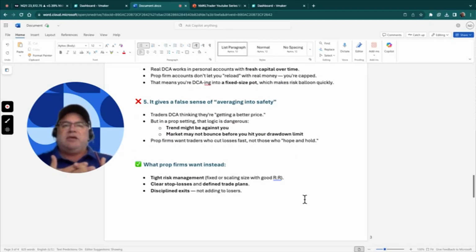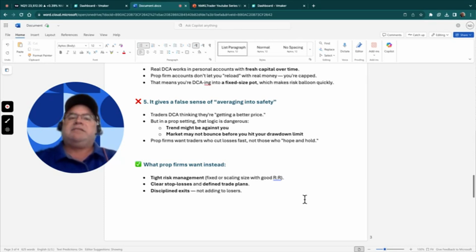They want you to have tight risk management built within your trading portfolio, fixed or scaling with good risk to reward. They want clear stop losses defined. They want to see that you have a trade plan. They like disciplined exits, not adding to losers. This is very key for you to understand while you're trading on prop firms.